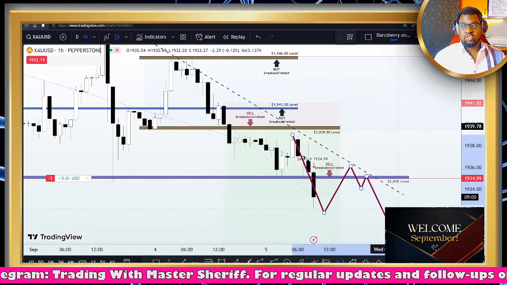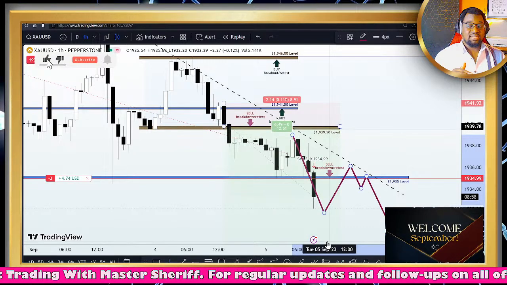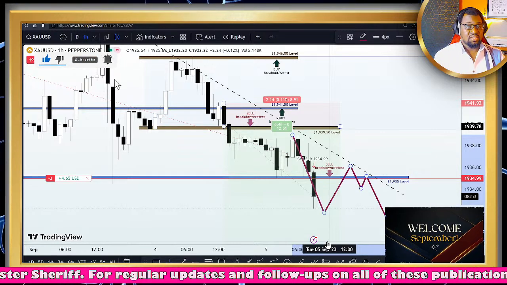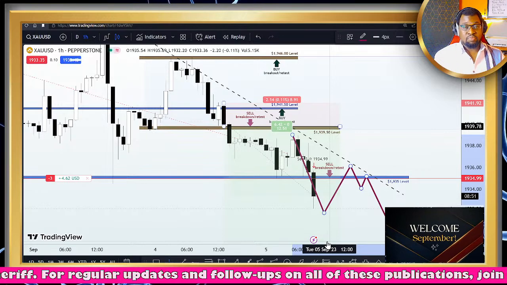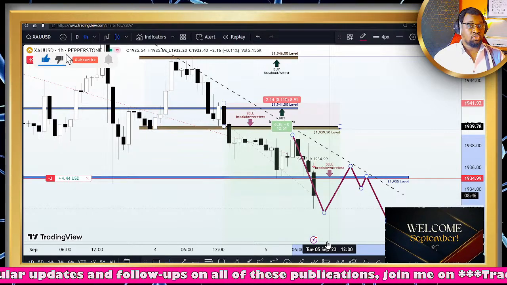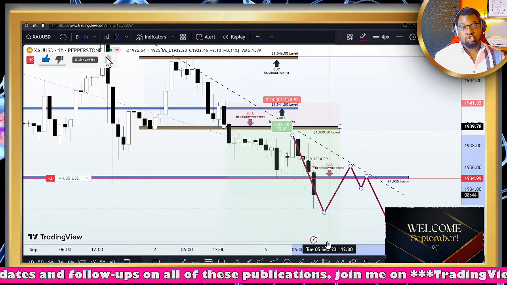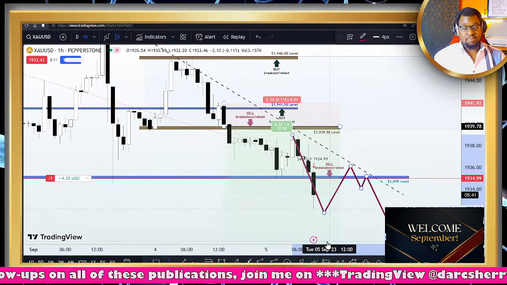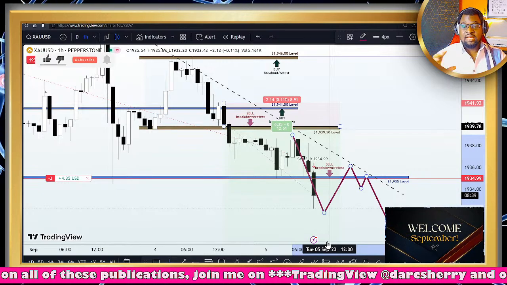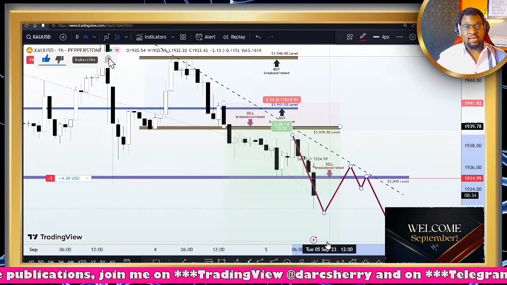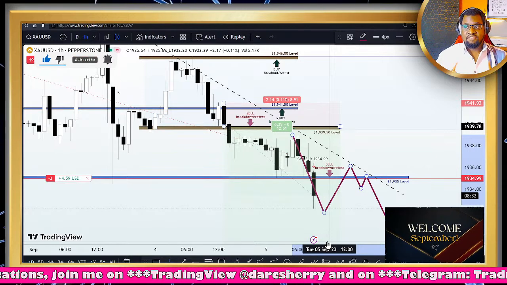So at this point in time, for those who had missed out, let's see if the market will come back and retest that structure to incite more selling opportunities. And of course, I will be with you on both my TradingView and Telegram platform to give you updates on what to do if price action indeed evolves into that perspective. So that is that on selling the XAUUSD for today.